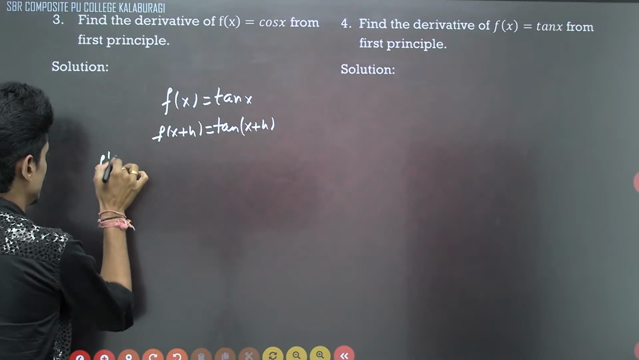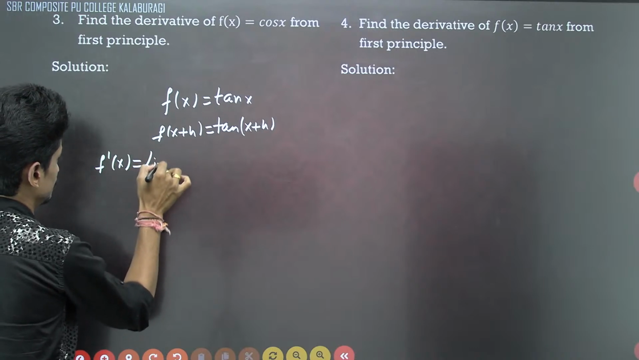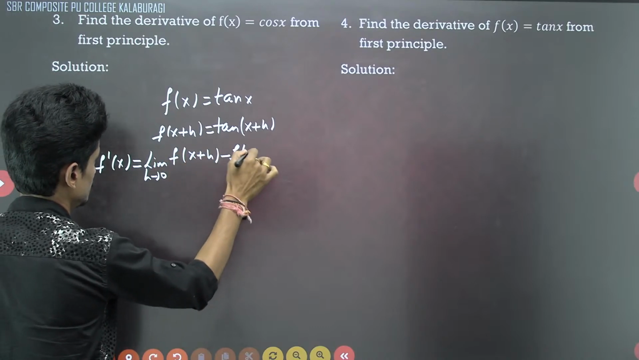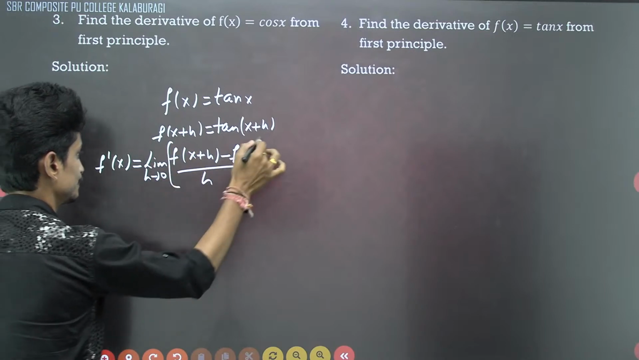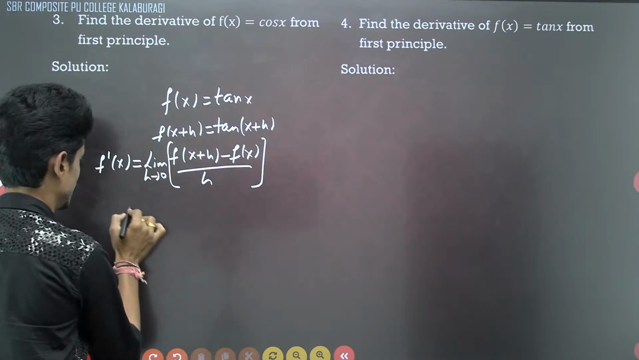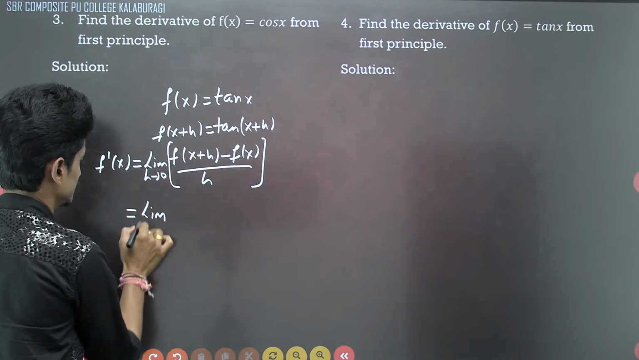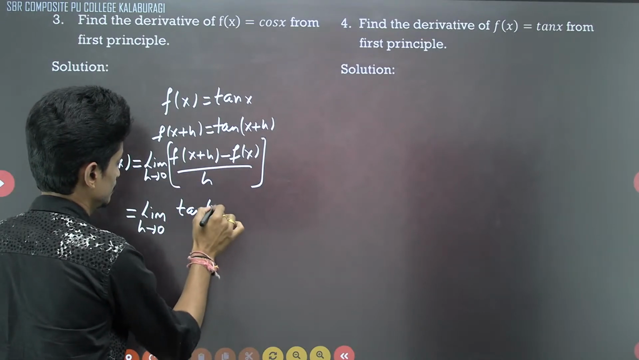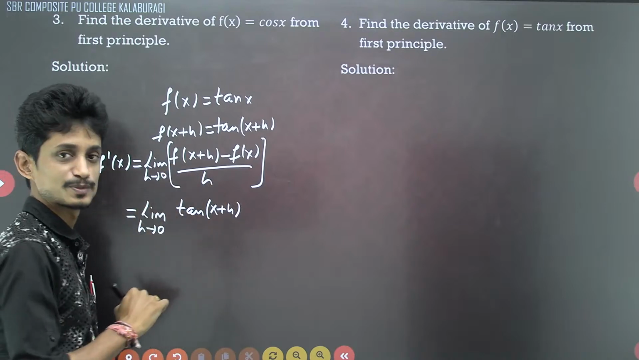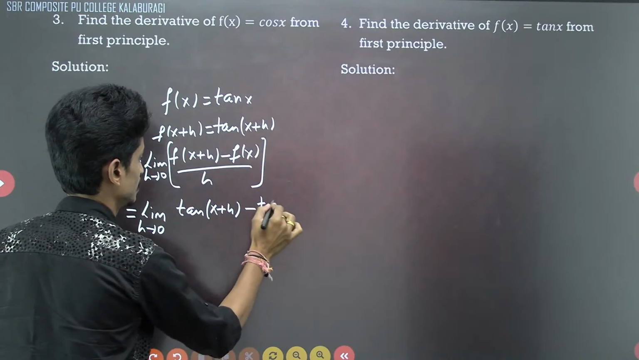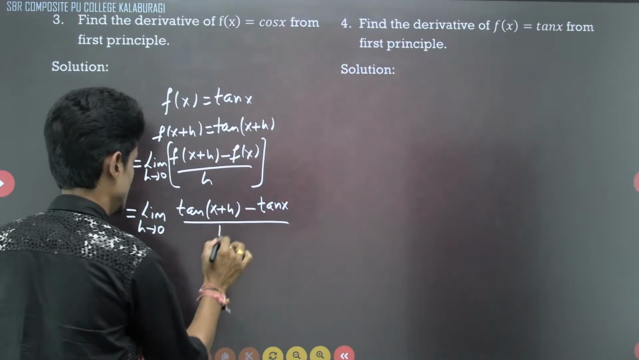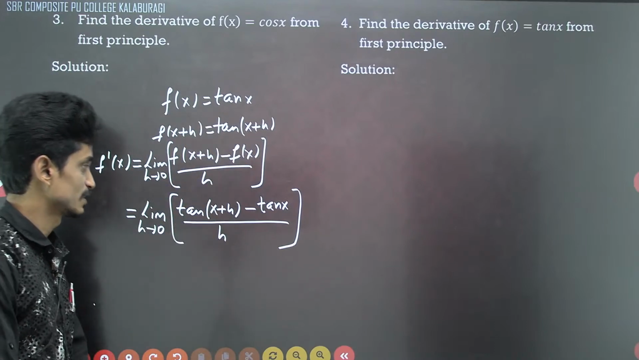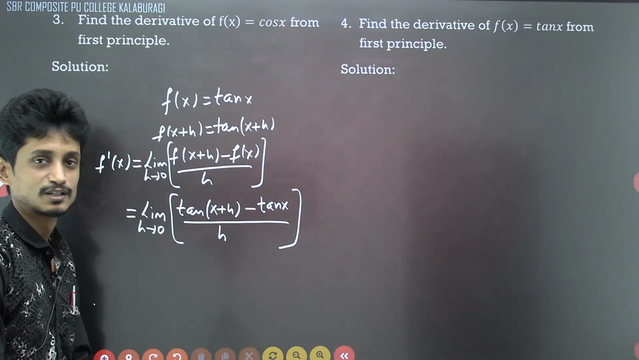Now, we write our formula, f dash of x is equal to limit as h tending to 0, f of x plus h minus f of x divided by h. Clear? Now, taking that one, limit as h tending to 0, tan of x plus h, because f of x plus h means tan of x plus h, minus f of x is how much? tan x divided by h. आया समझ में बच्चों? f of x plus h means tan of x plus h, f of x means tan x I have taken. सोच लो इधर.